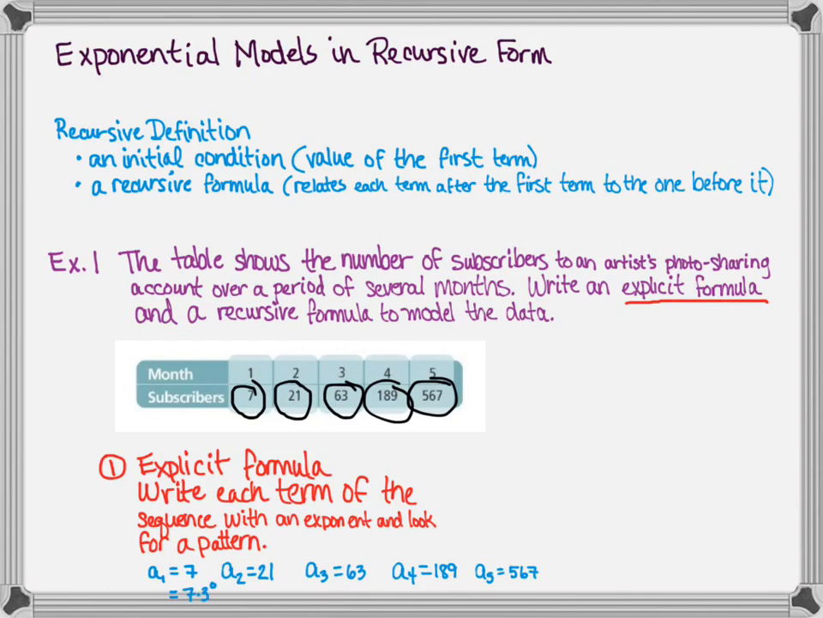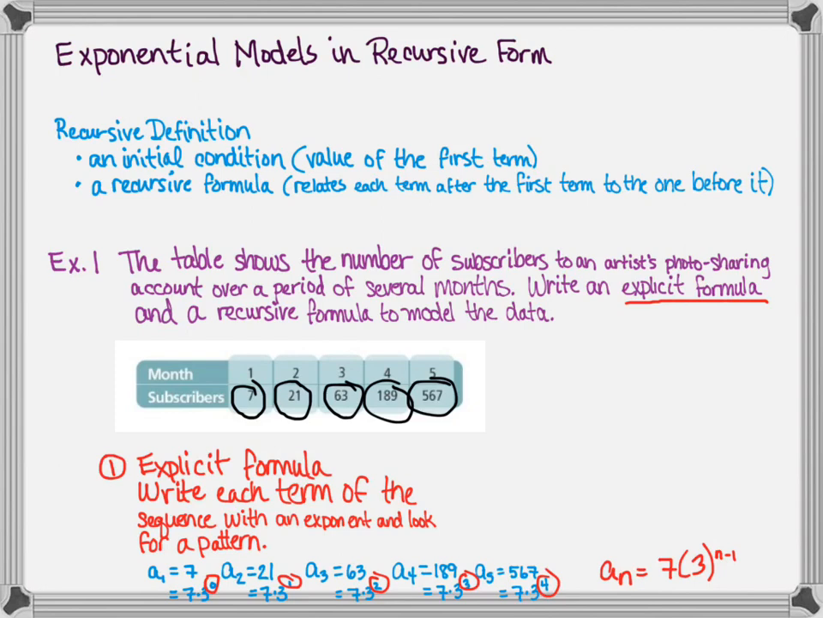I can write 7 as 7 times 3 to the 0. I can write 21 as 7 times 3 to the first power. I can write 63 as 7 times 3 squared. I can write 189 as 7 times 3 cubed. And I can write 567 as 7 times 3 to the fourth. So each of these exponents, 0, 1, 2, 3, 4, goes up by 1, or differ only by 1.